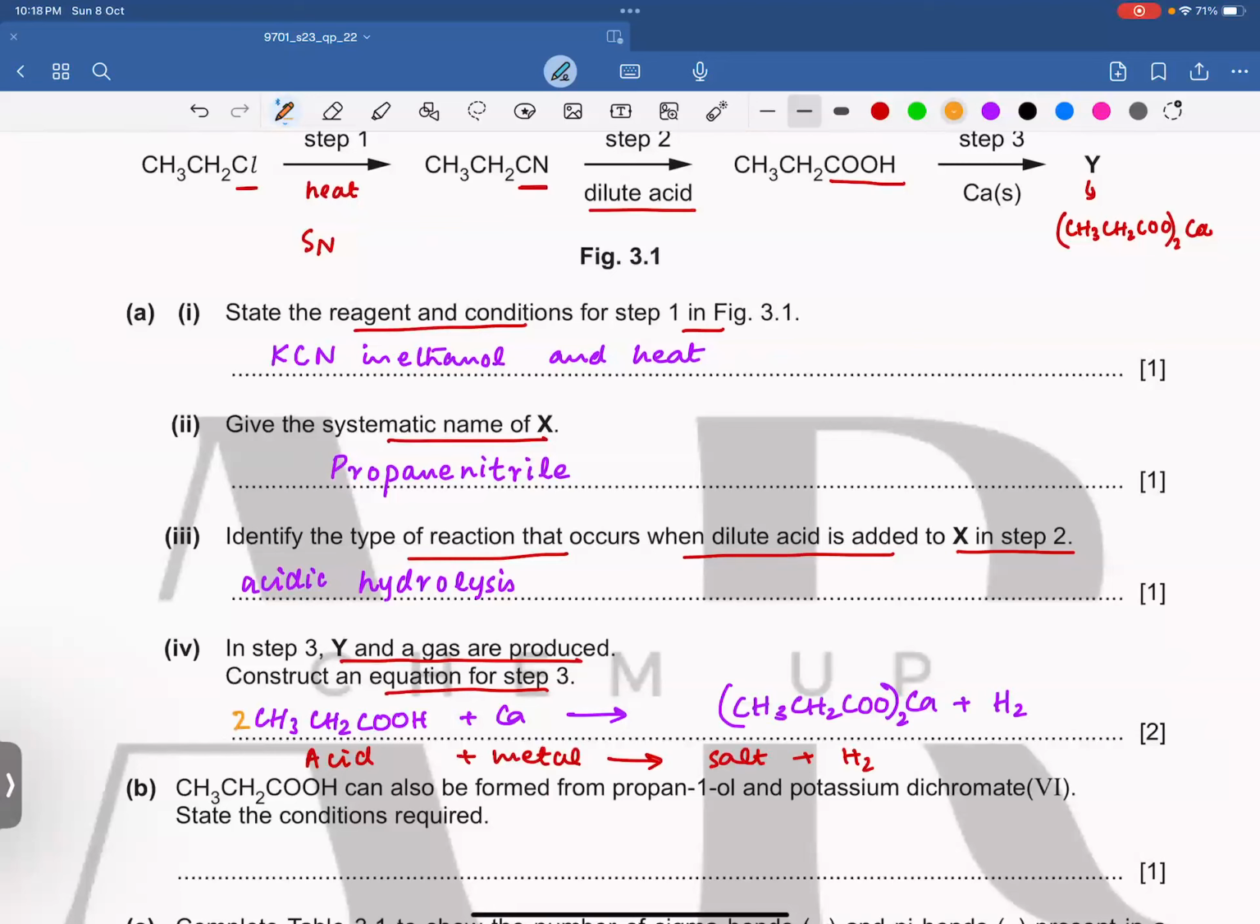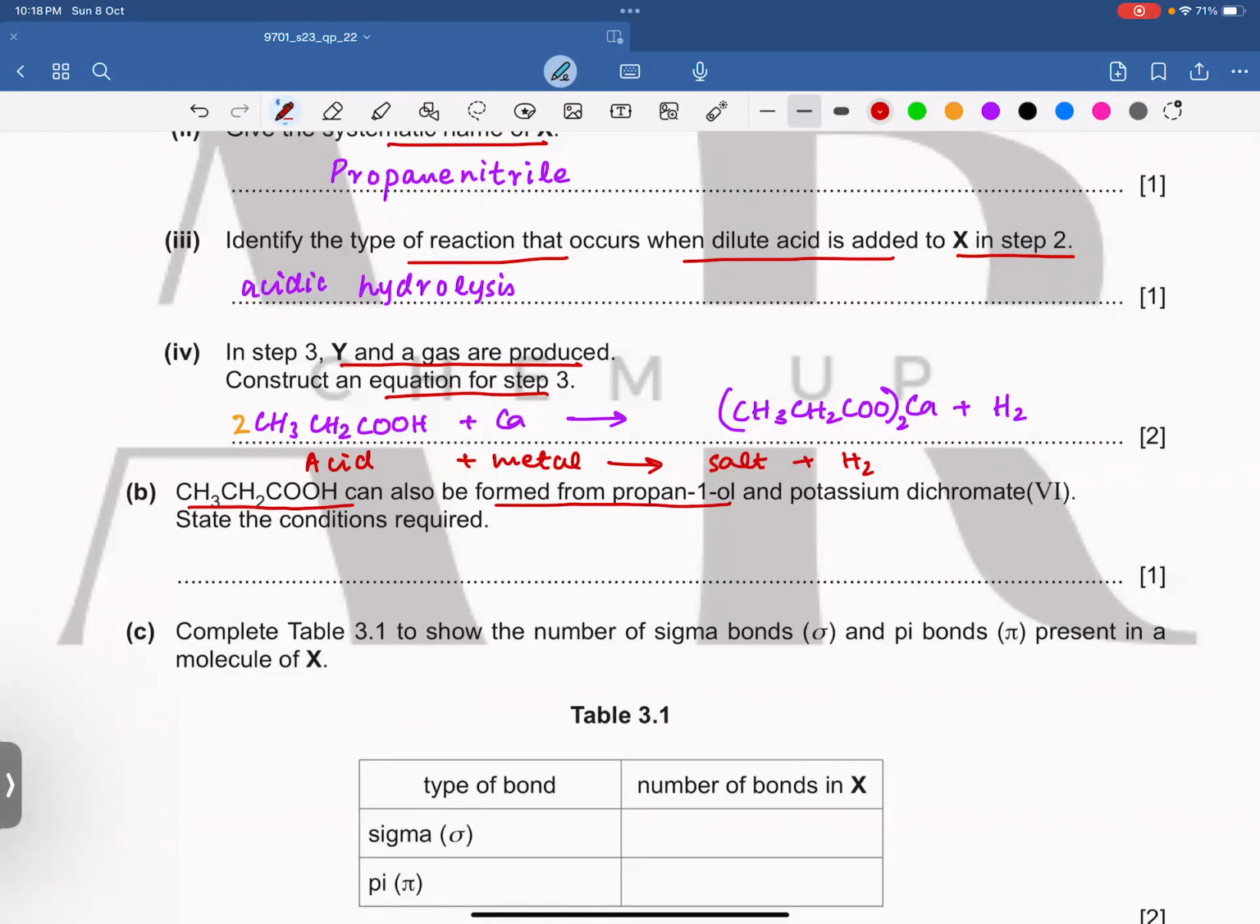Now, part B. Propanoic acid can also be formed from propan-1-ol. So they are saying that an alcohol is forming a carboxylic acid, right? And potassium dichromate is reacting with the alcohol.